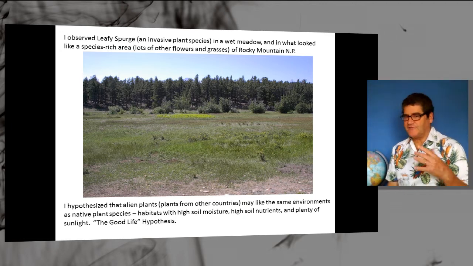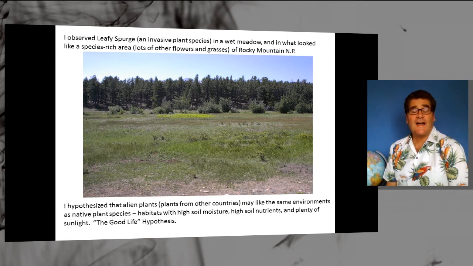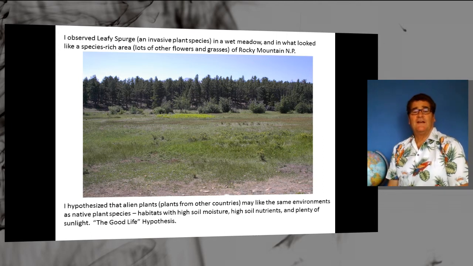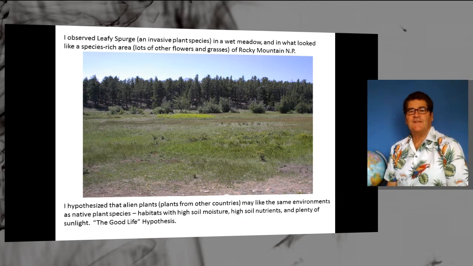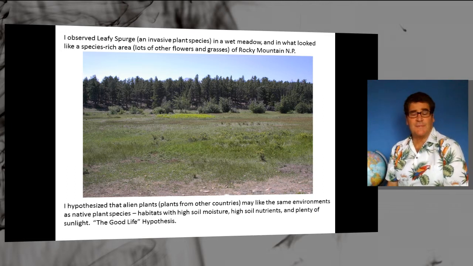I hypothesized from just that observation, and maybe from a few other hikes around Rocky Mountain, that plants from other countries, that is, those invasive species, must like the same environments as native species do. Habitats that are high in soil moisture, high in soil nutrients, and with plenty of sunlight and water. The good life. They like the good life, just like the native species.